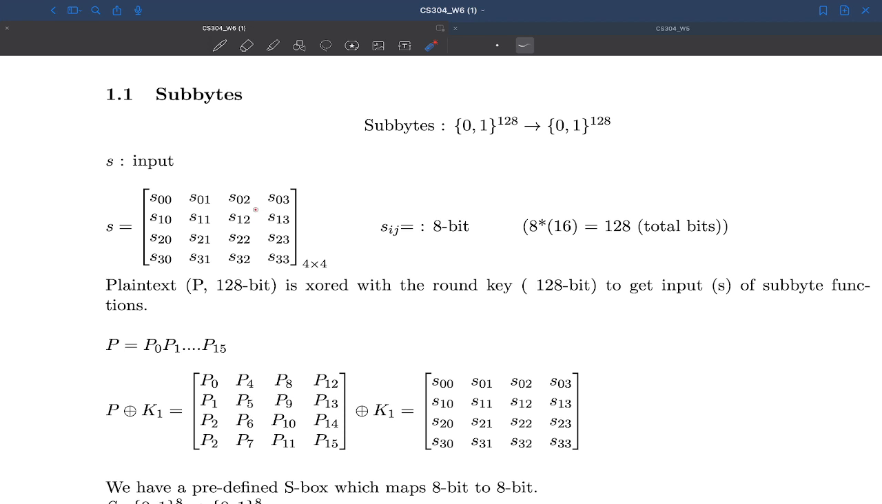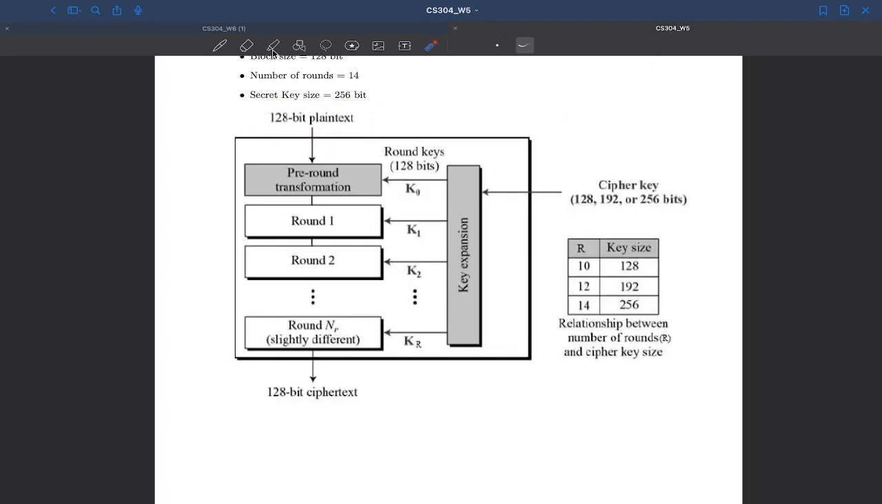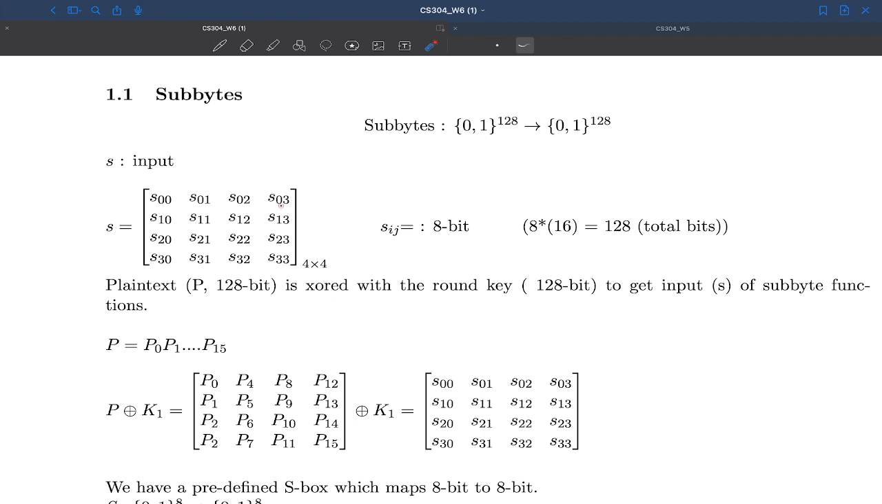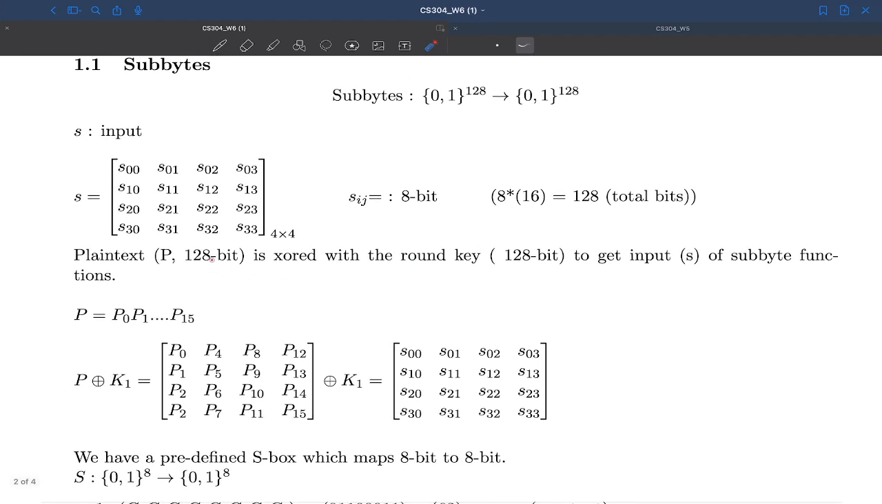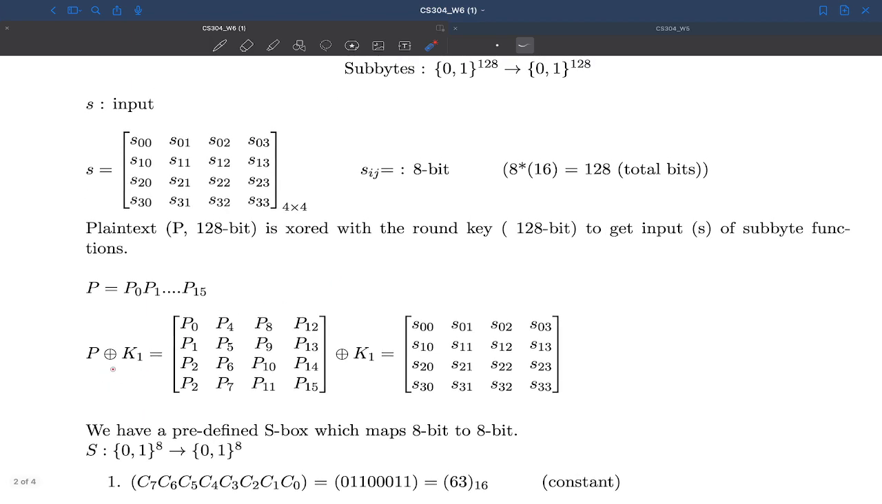So how is this matrix prepared? We have plain text which is transferred to my round functions. To prepare the kind of input which a sub-byte takes to process, we don't directly pass plain text to sub-byte. We first do some processing. So here, let's say this is my plain text, in which P0 has the first 8 bits, P1 has the second 8 bits, and so on.